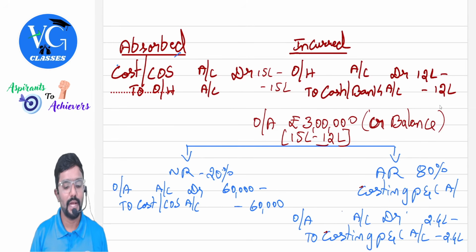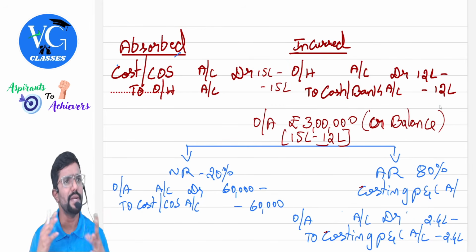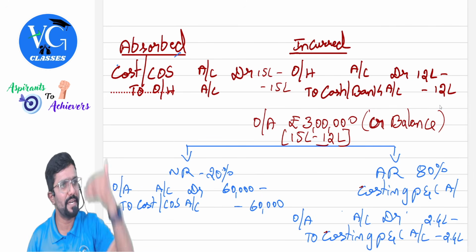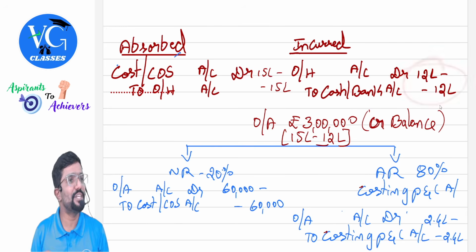Listen. Assume I have already absorbed 15 lakh rupees over it, guys. Absorbed means what is the entry I would have passed, sir? Cost or cost of sales to overhead account. Correct. Absorption means the respective cost would be debited to overhead. Clear? But I got to know that I have incurred only 12 lakh.